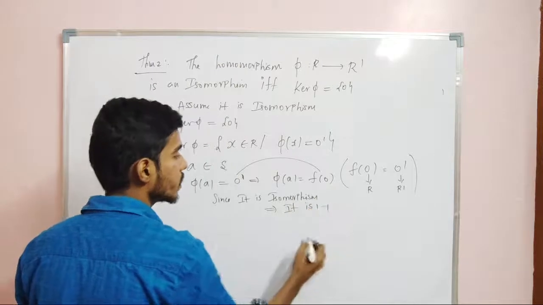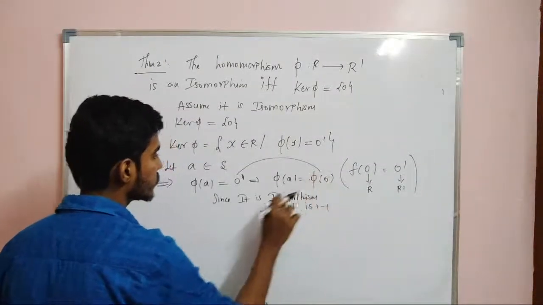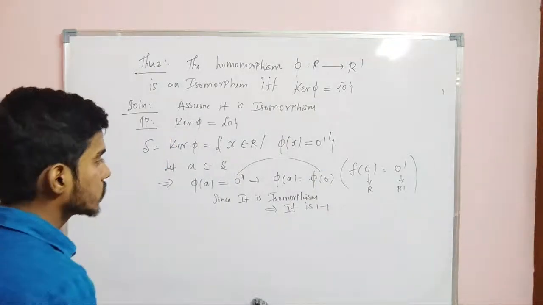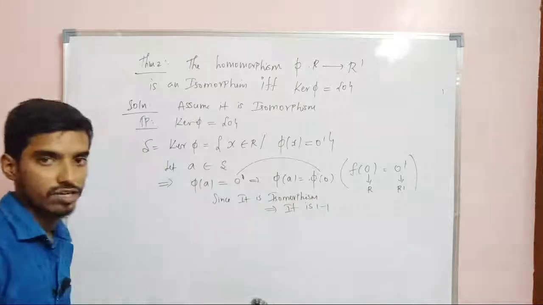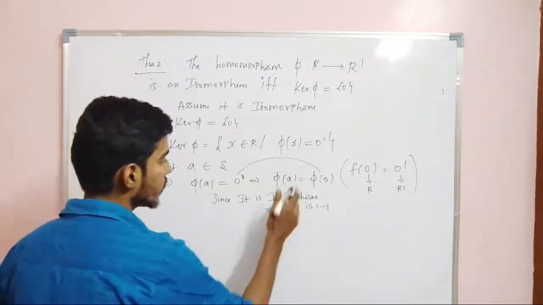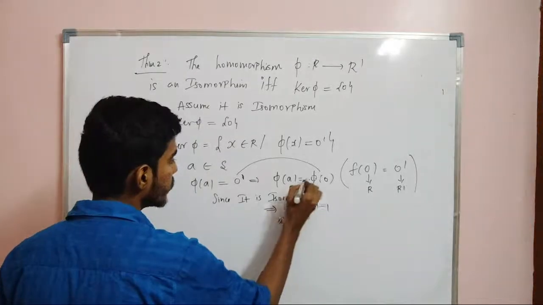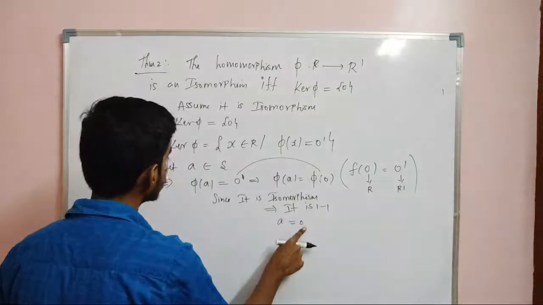It is 1 to 1. So by definition, let's say it is phi of 0, right? Because our map is phi. So by definition of 1 to 1, f of a is equal to f of b means a has to be equal to b. So since it is 1 to 1, a has to be equal to 0, right? Because we have phi of a is equal to phi of 0. By definition of 1 to 1, a has to be equal to 0, right?